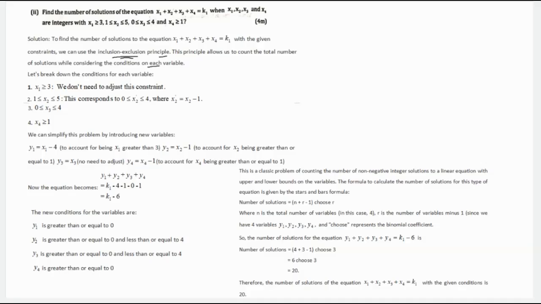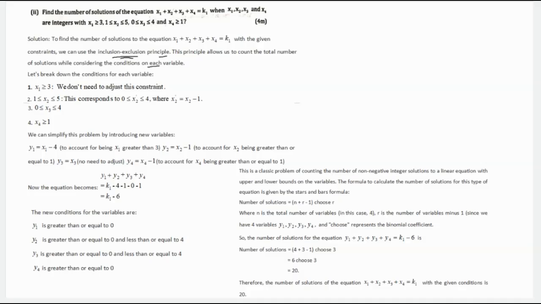Now we can simplify this problem by introducing new variables. Let me take y1 as x1 minus 4, to account for x1 being at least 3. y2 we will take as x2 minus 1, to account for x2 being greater than or equal to 1. Then y3 will be x3, with no adjustment needed. y4 will be x4 minus 1, to account for x4 being greater than or equal to 1. So we got the y1, y2, y3 and y4 values.